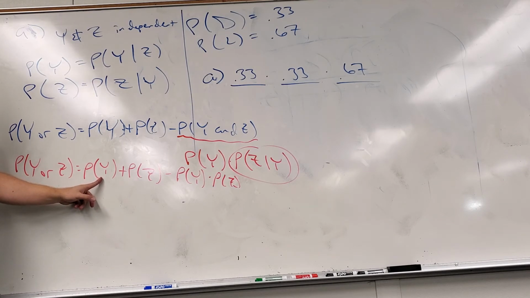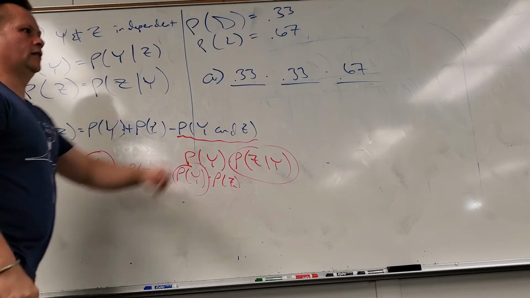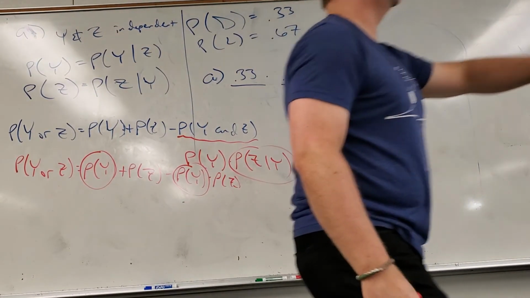So if they give me the probability of y, do they in part B? Yes, they give me the probability of y, right? So I can put that here and here. And then they also give me the probability of y or z. You with me?